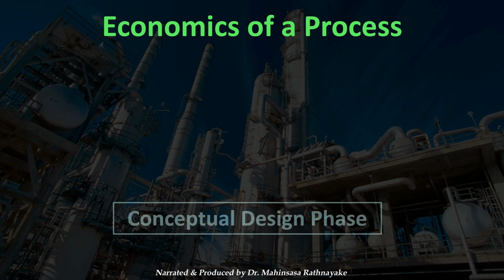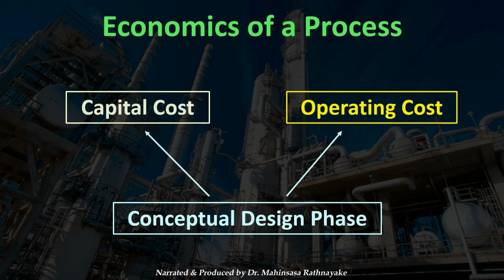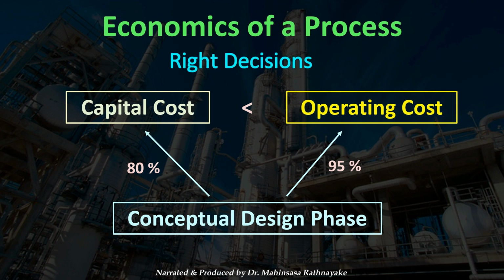During the conceptual design phase, 80% of capital costs and 95% of operating costs are determined. Operating costs are typically 2 to 3 times the amount of capital costs. Decisions made during the conceptual design process have a major impact on the final project output. So it is important to make the right decisions based on rigorous cost estimates instead of guesswork.